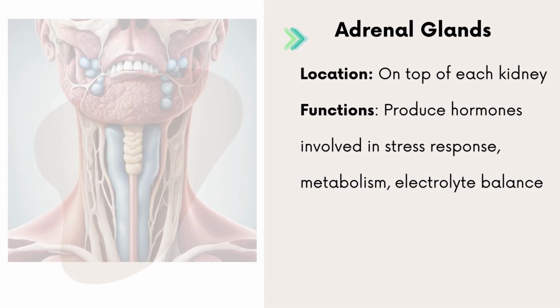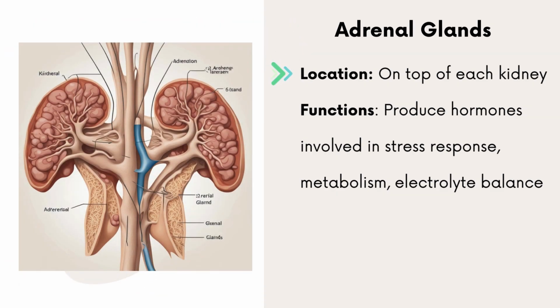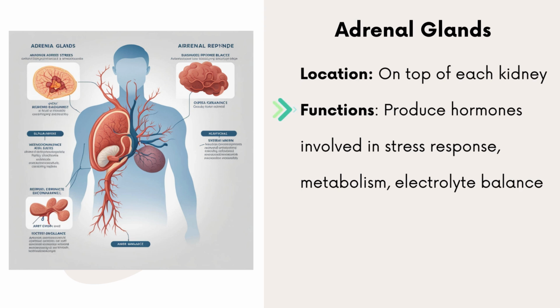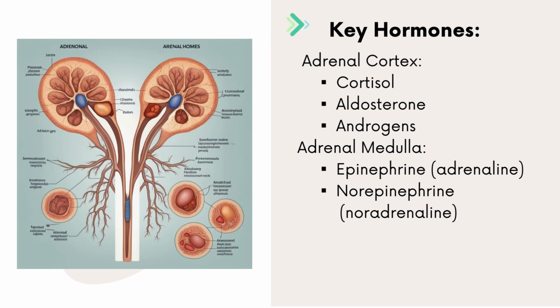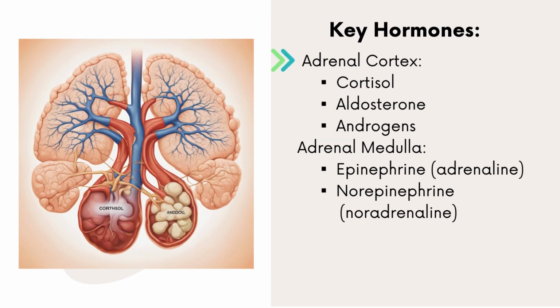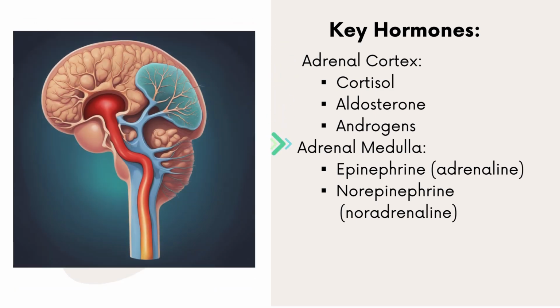5. Adrenal glands. Location: on top of each kidney. Functions: produce hormones involved in stress response, metabolism, and electrolyte balance. Key hormones: adrenal cortex: cortisol, aldosterone, androgens; adrenal medulla: epinephrine, norepinephrine.